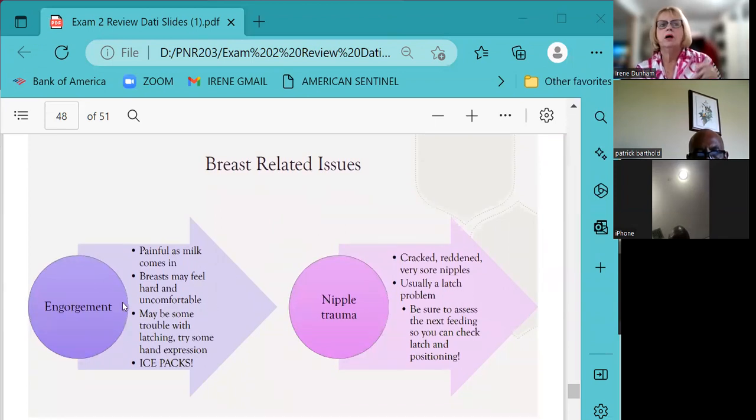And then here, now I'm going to talk about engorgement because you will see this next week, but it's painful as the milk does come in. The breasts are hard and uncomfortable. Sometimes the baby doesn't latch on, like I talked about, and that can cause it. So you can try ice packs, you can try hand expression to get that milk out. Nipple trauma is never good. Cracked, red, and very sore nipples, never good. It's usually, guys, a latch-on problem. I mean, we talked about that already.